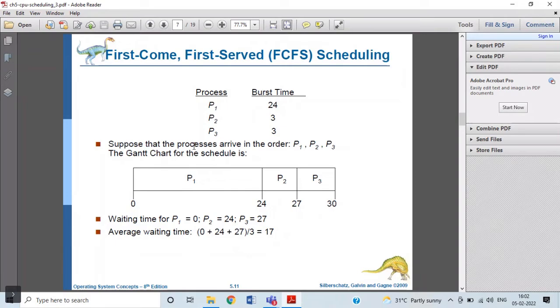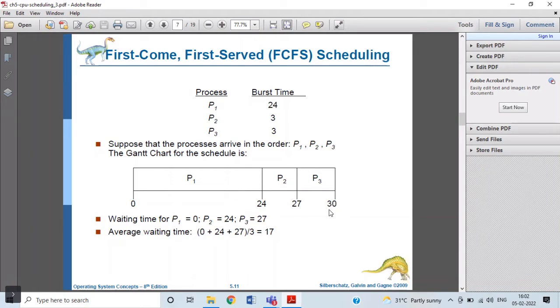Since P1 takes 24 seconds, it will run from 0 to 24 seconds and complete. Then P2 will come. P2 needs only 3 seconds, so from 24 it will execute up to 27. Then P3 also needs 3 seconds, so it runs from 27 to 30.